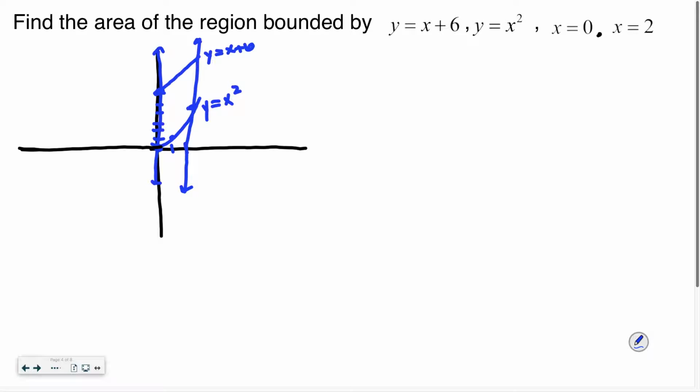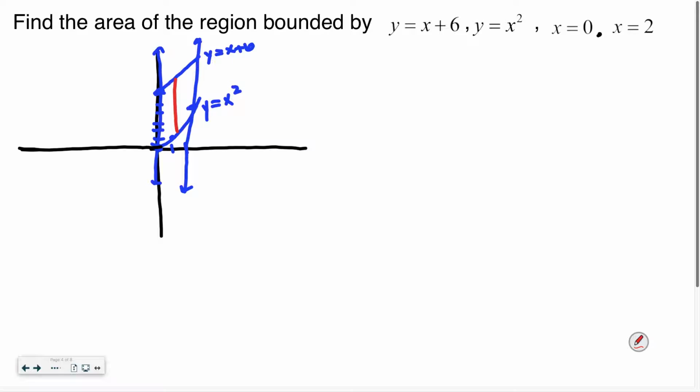But I might give you 2 parabolas, or I might give you 2 lines, or who knows, a sine and a cosine. Make sure you label your equation so when you look at your picture, you can tell which functions are above versus below. So which function is our top function? X plus 6. Which function is our bottom function? X squared.